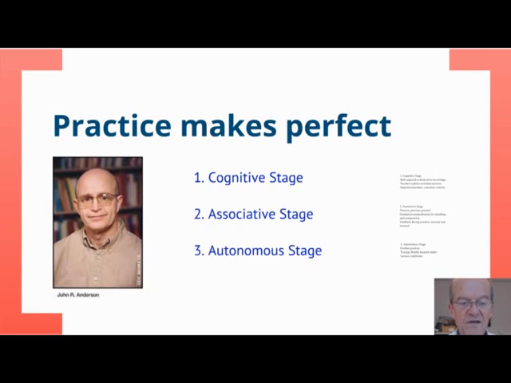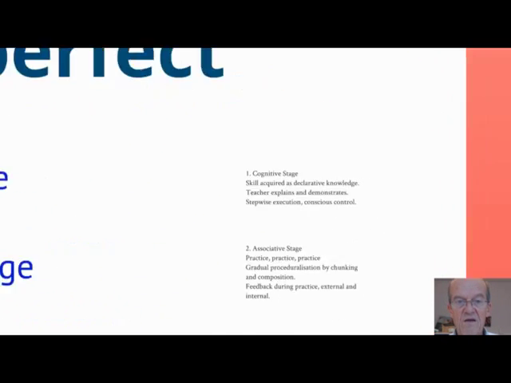Now, John Anderson was one of the first who took, let's say, findings from the domain of psychomotor learning to the domain of cognitive skill acquisition, and he translated the steps which were already known from this motor learning to the domain of skill learning. The three steps: the cognitive stage, the associative stage, and the autonomous stage.